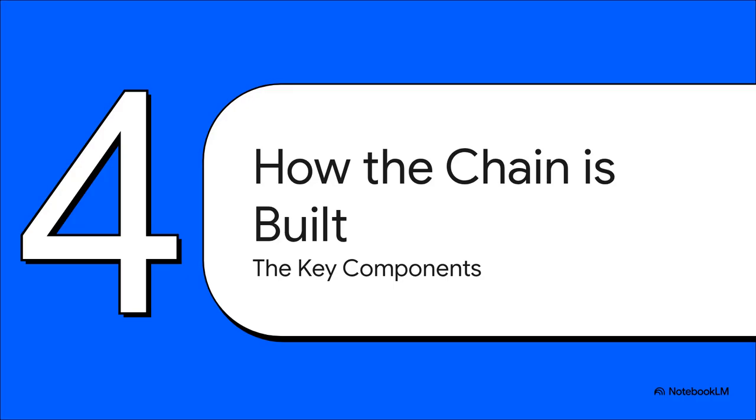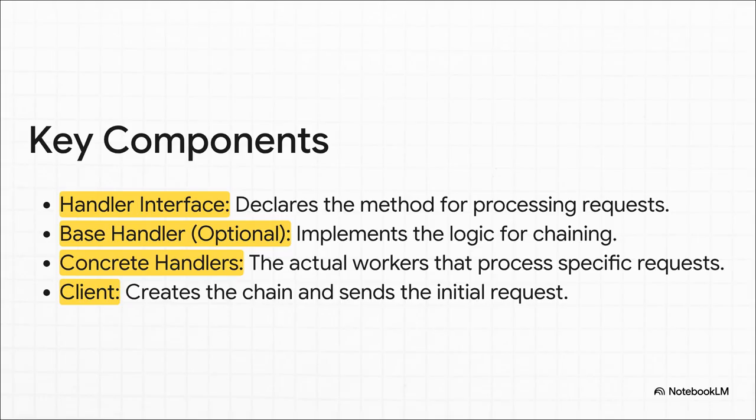Okay, so let's pop the hood and see how this thing is actually built. What are the pieces we need to assemble one of these chains? So what are the building blocks here? First, you have a common handler interface. Think of this as the rulebook. Every link in the chain has to follow it.